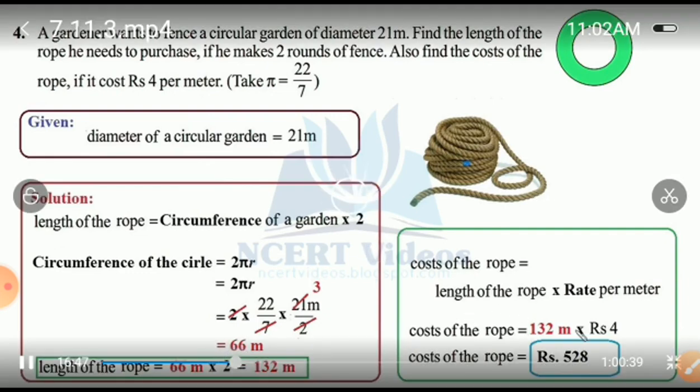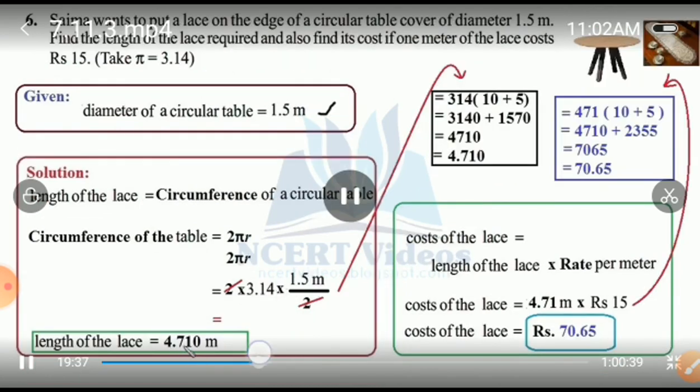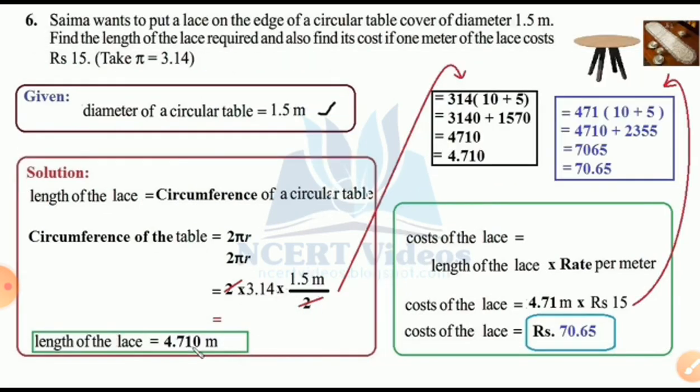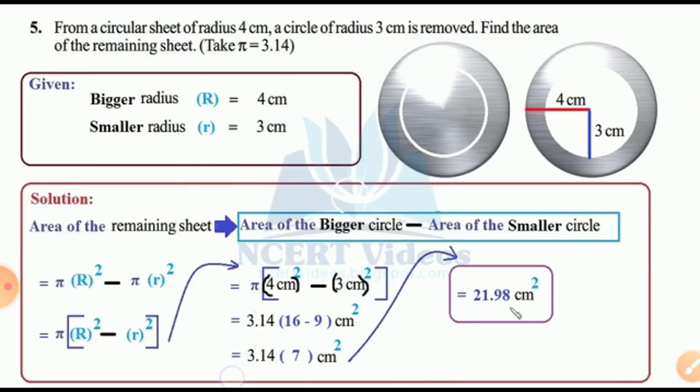Good, very good students. Now look at question number 5. Question number 5 is nothing but so simple, beta. I took it very fast. That's the slide, 5 is here. From a circular sheet of radius 4 cm, a circle of radius 3 cm is removed. Find the area of the remaining sheet.